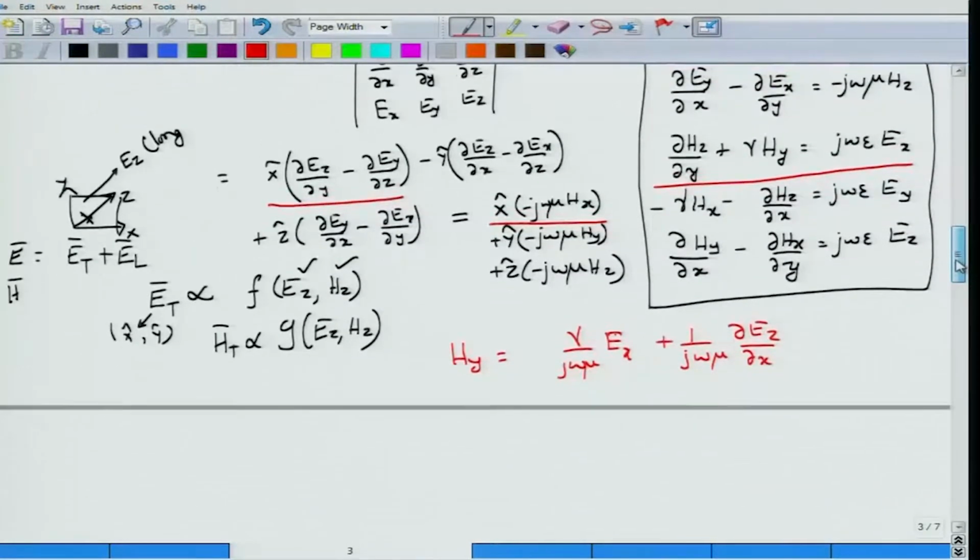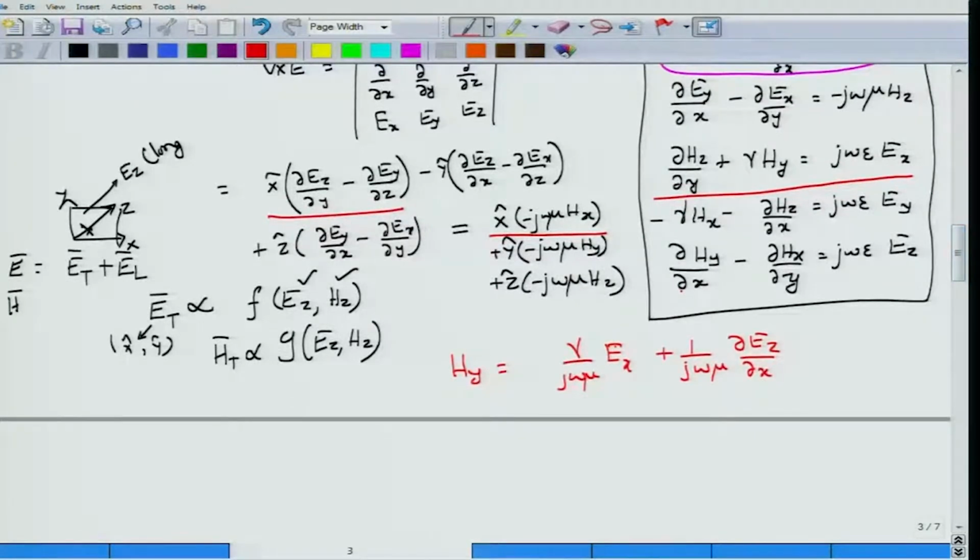Let me try doing that one. I cannot use this second equation because I don't know how Hy would vary with x. If I try doing that by taking the derivative with respect to x, then I will also have to write down del Ex by del x, and this becomes a second order equation, del square Ez by del x square. So I don't know how to do that. Therefore I don't use this equation, and there is no Hy in the second equation, and there is only one Hy in this equation which I can use. So let me use that equation and substitute for Hy.